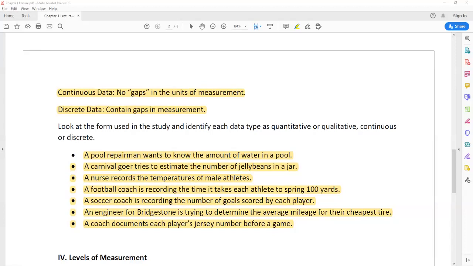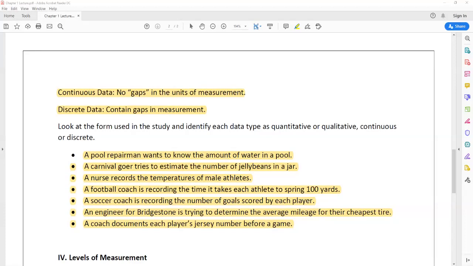And then we have an engineer for Bridgestone. He's trying to determine the average mileage for the cheapest tire. So he's doing mileage. He wants the average, which means he's going to be performing some mathematics there. That's going to be quantitative. And figuring out distance is going to be continuous, because you do not go from 1 mile to 2 miles automatically. You have to pass through an entire stream of numbers. There's a whole spectrum there, so that's going to be continuous.